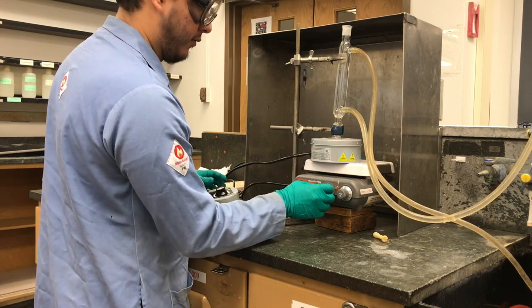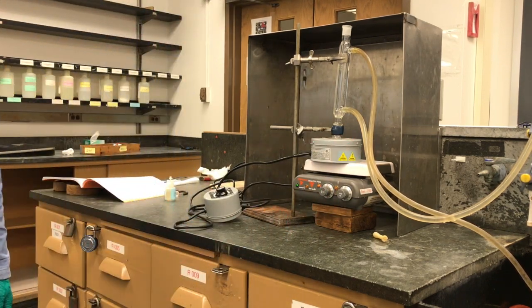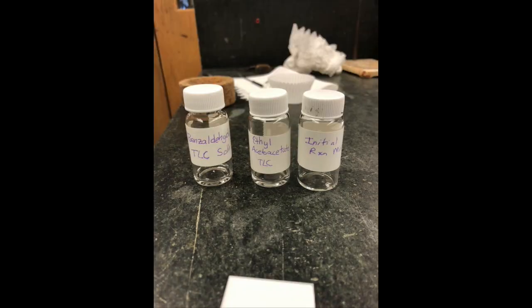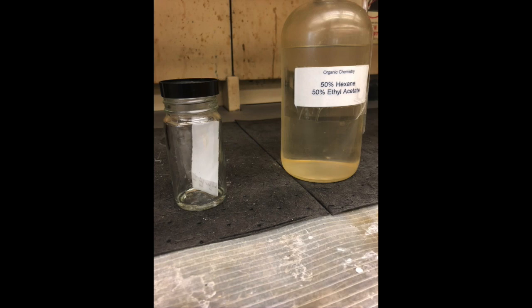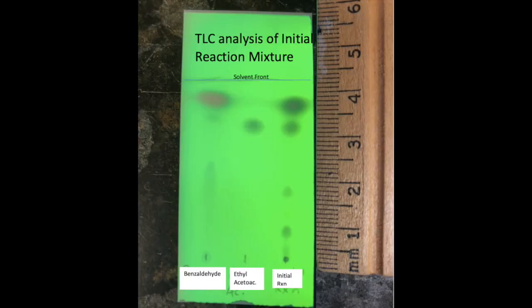But in the meantime, we're going to analyze our TLC. So here we have three prepared solutions: the benzaldehyde, ethyl acetoacetate, and then our initial reaction mixture. So we developed our TLC using 50% hexanes, 50% ethyl acetate. And then here's what the TLC looks like once we've developed it and visualized using UV light. So on the first lane is benzaldehyde, and then ethyl acetoacetate, and then finally our initial reaction mixture.